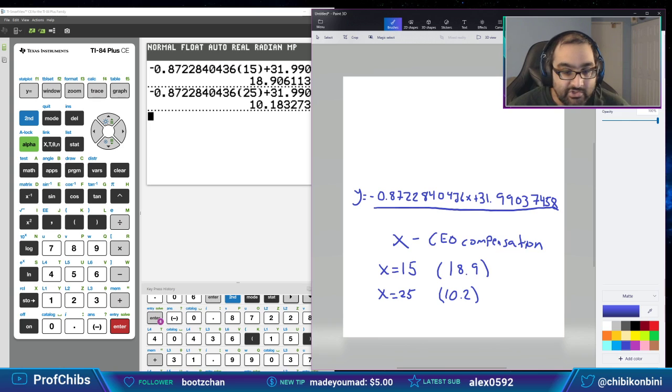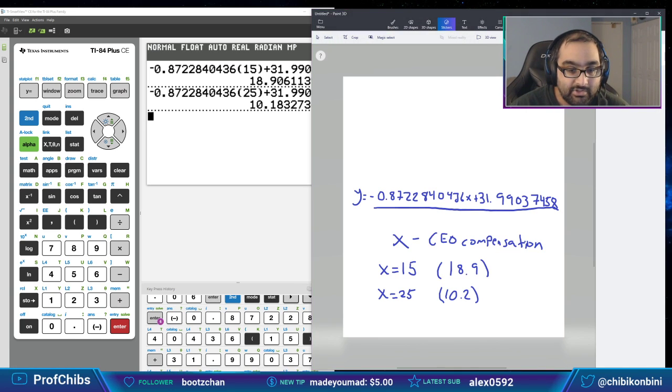Okay, so the residual here. So what you need to do is, give me a second. The residual here is going to be the observed value minus the model value. This is when you use line of best fit.